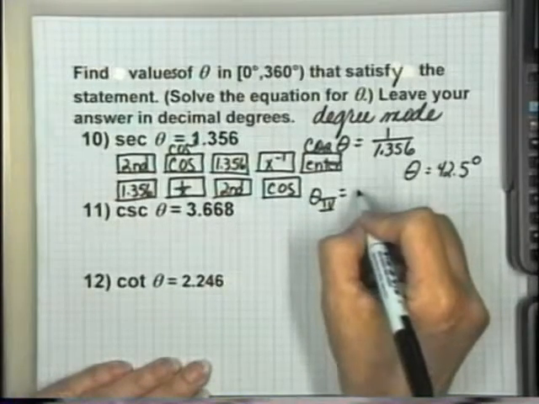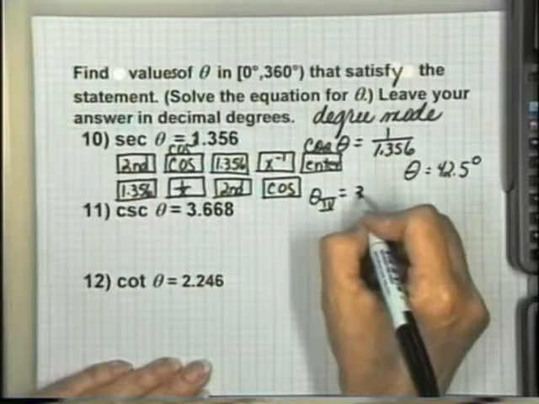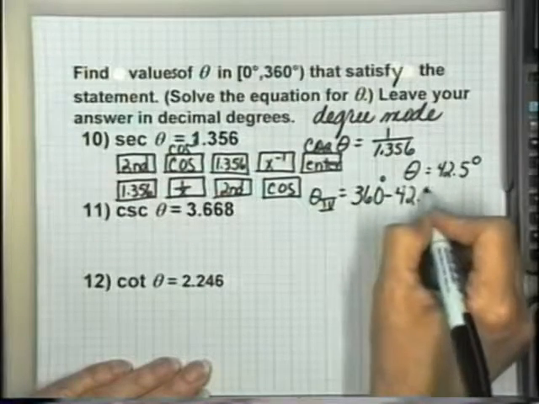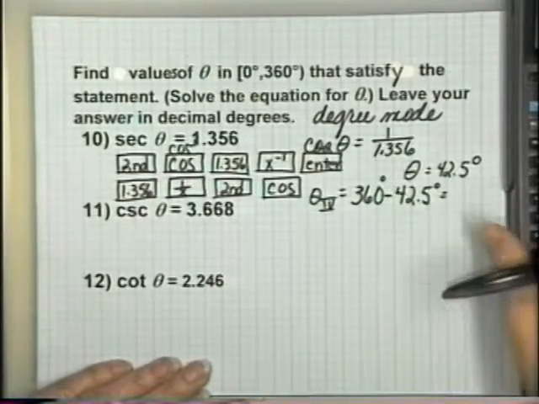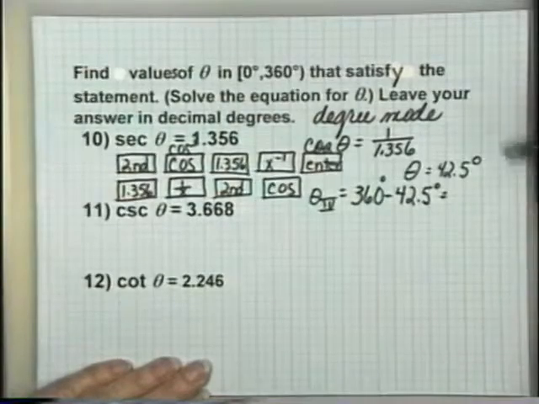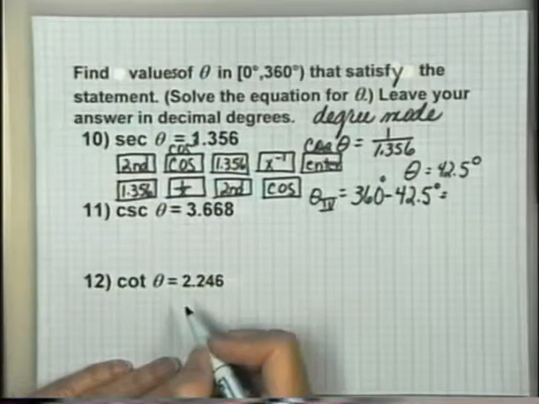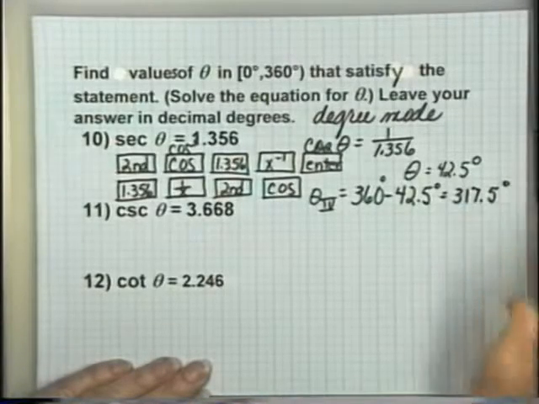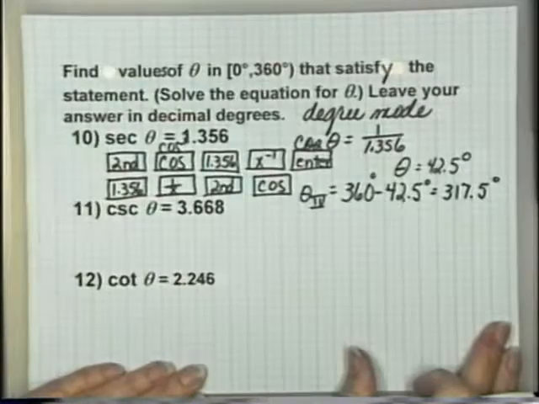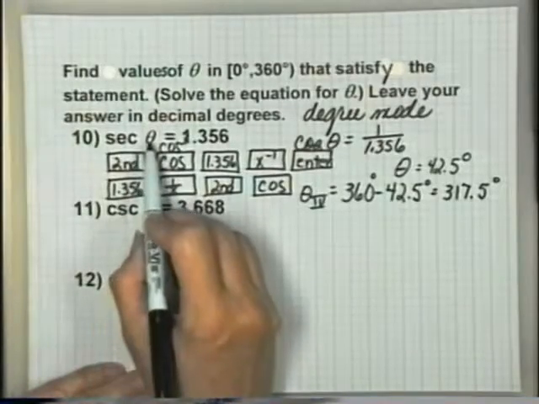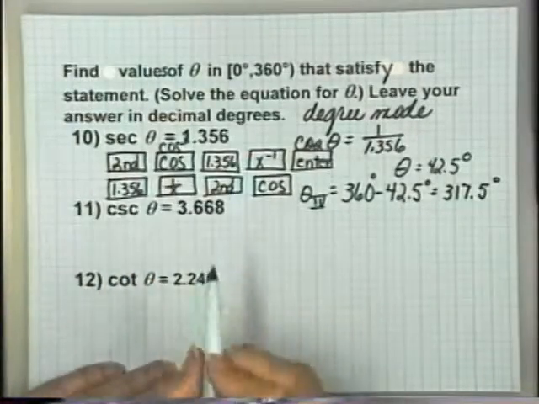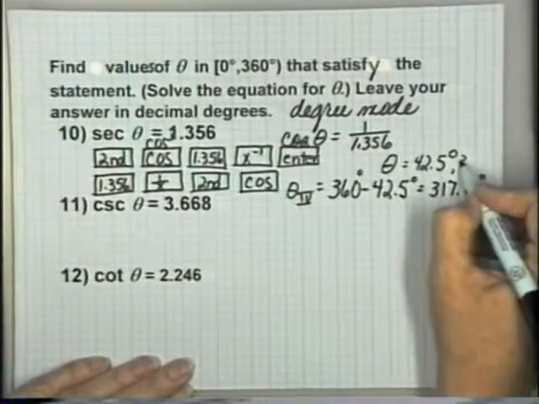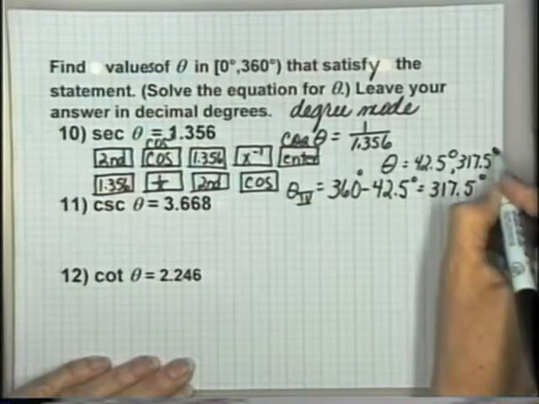So when we know the reference angle to find the fourth quadrant angle, we say 360 degrees minus 42.5, and we get 317 and 5/10 degrees. So there are two angles that have a secant equal to 1.356, 42.5, and 317.5.